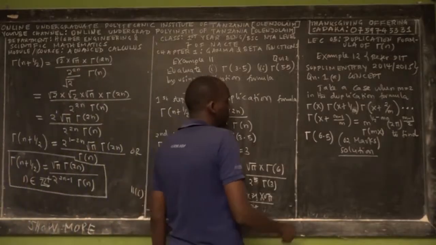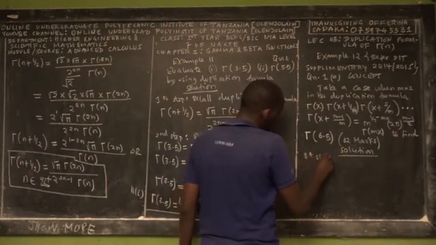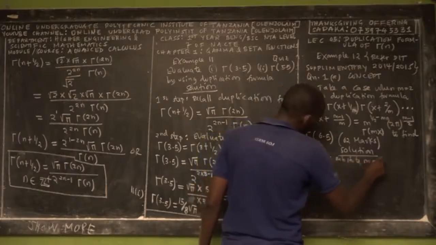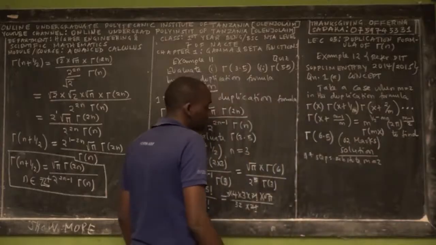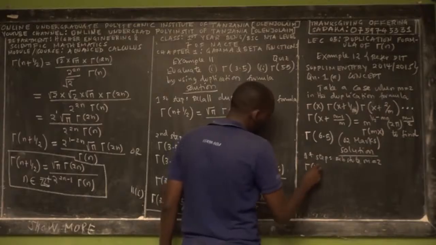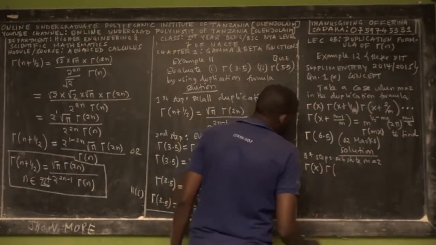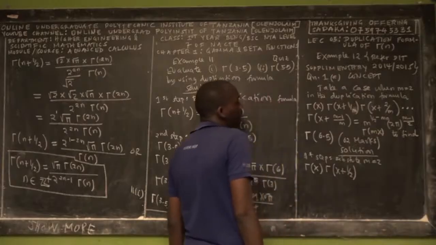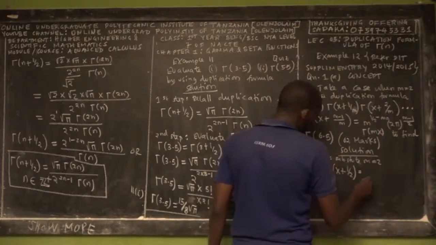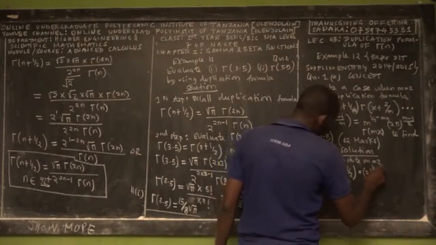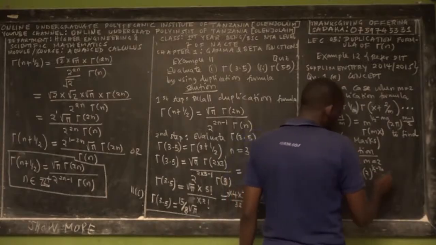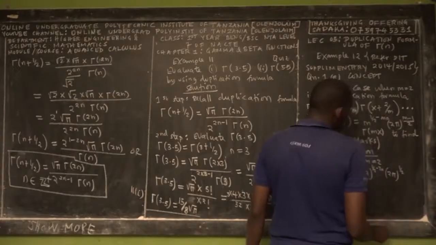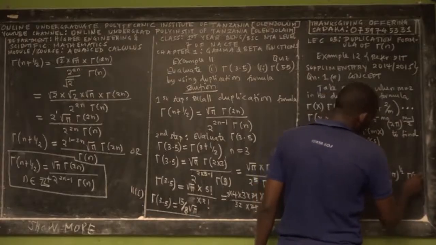So solution. First step, we substitute m is equal to 2 in the given formula. To substitute it, we remain with gamma of x times gamma of x plus 1 over 2. So this will be equal to 2 power half minus 2x, then times 2 pi power 2 minus 1 over 2, then times gamma of 2x.